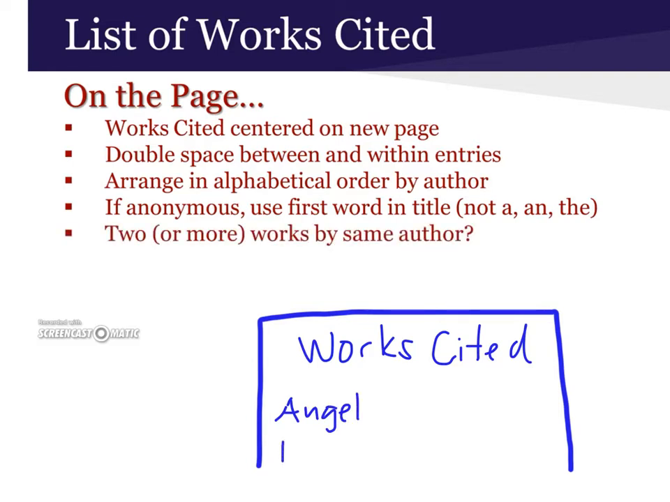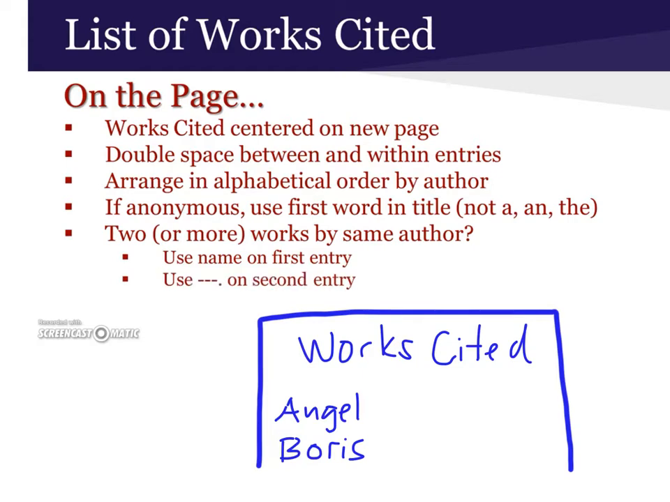If you have two or more works by the same author, give the name for the first entry only. For the second one, type 3 hyphens followed by a period, and then proceed as usual. Let's see how that would look.